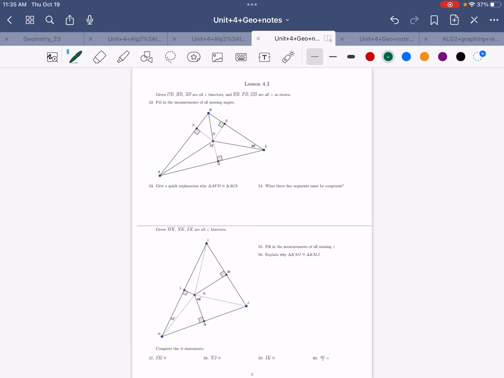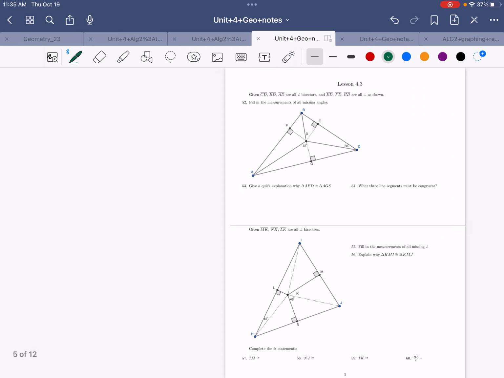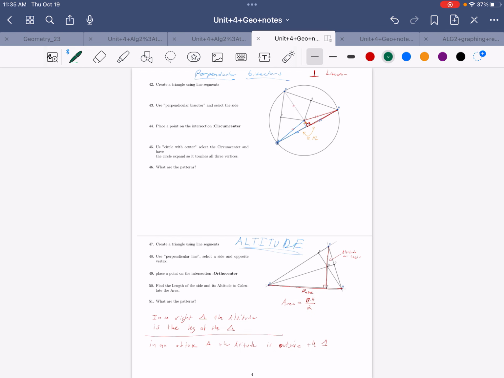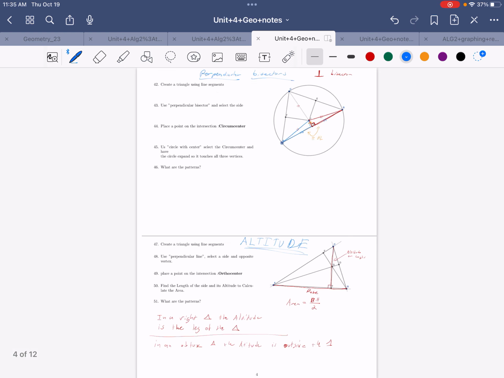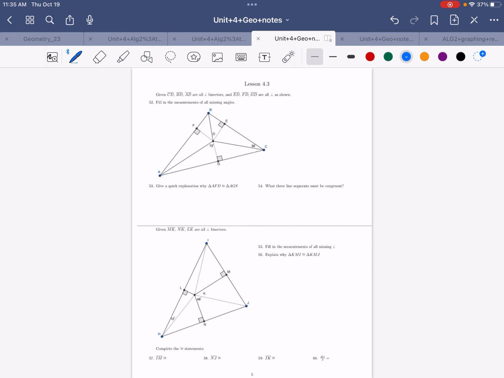All right, class. So today we're going to do 4.3, which covers, as you might remember from previously, what we went over: all of these. We've actually already done medians. We studied medians in 4.1. Those were the ones that connected midpoints to the opposite vertex. And so today we are actually going to be doing the angle bisectors.